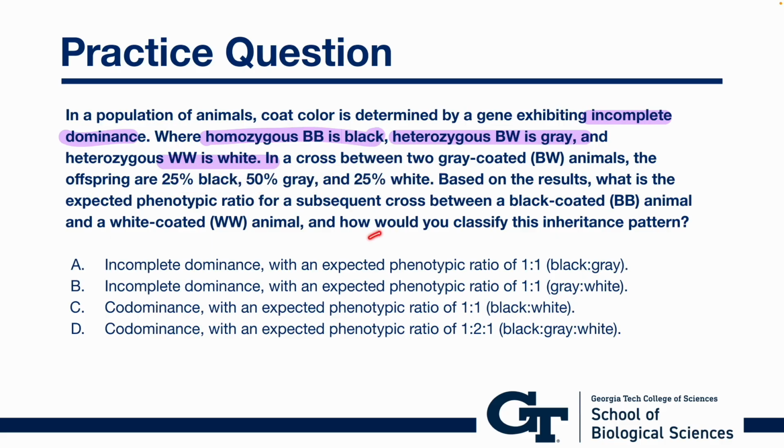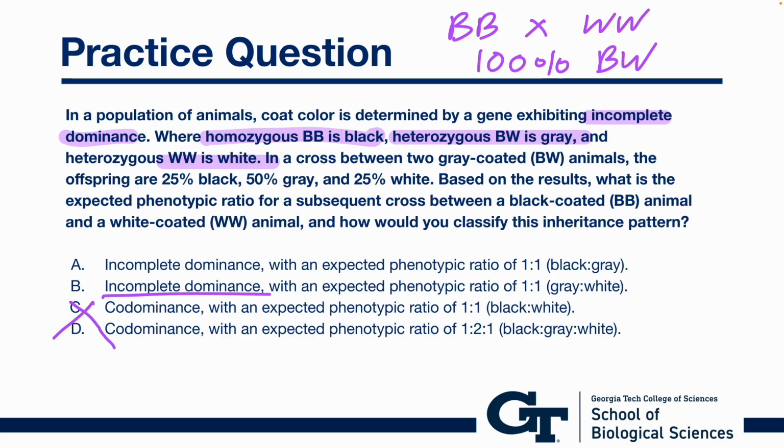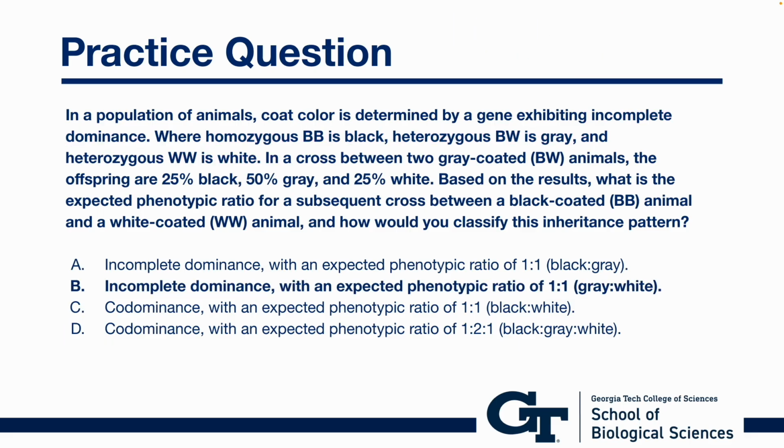Now, based on that, what would happen if you crossed black with white? And what kind of inheritance is that? Well, we can literally do a cross for this, right? And I'll just write this out. If you cross BB with WW, you would literally get 100% of the offspring being BW. So the answer choices here are a little bit messed up, but we know that it is incomplete dominance, and we also know that you would have a phenotypic ratio of 1 that is gray and white. So the answer choice is B.